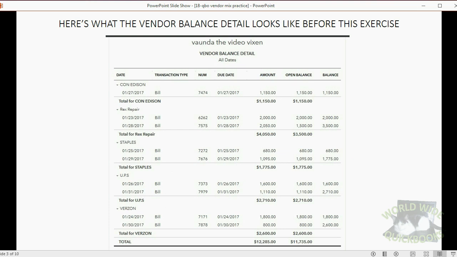Here's what the vendor balance detail should look like before you start this exercise. And again, I repeat, if it's not exactly the same, and I mean the same line by line, one by one, that means you have to find and fix a mistake before you even start the exercise.